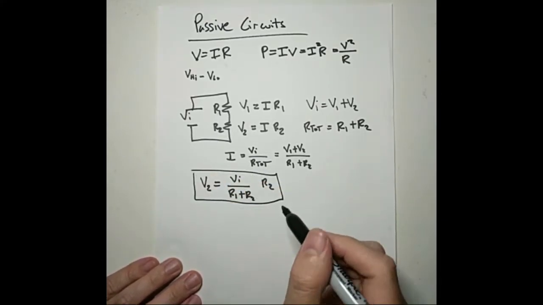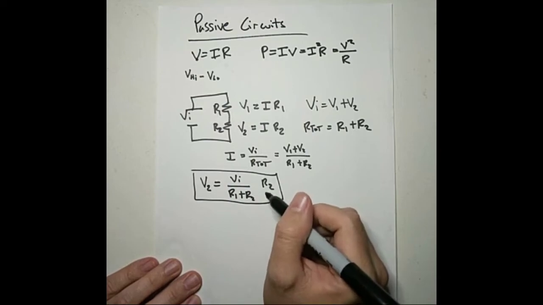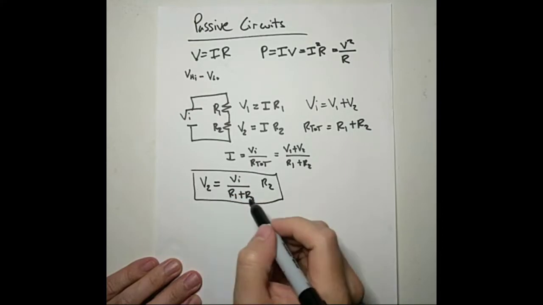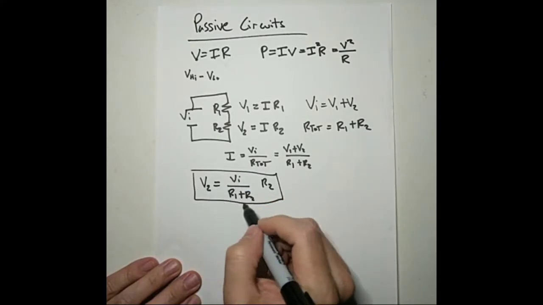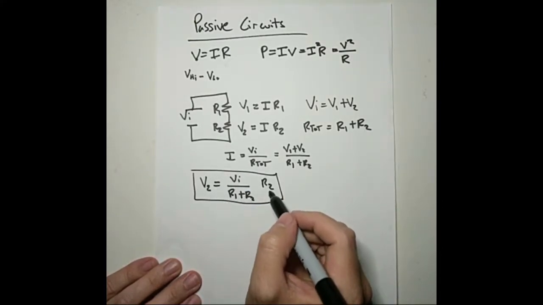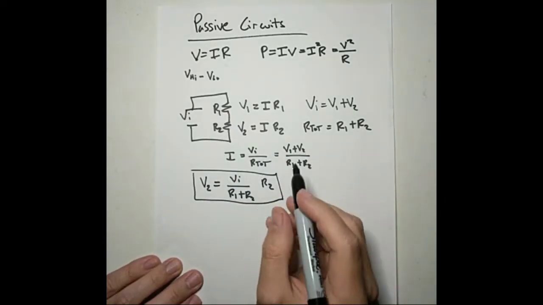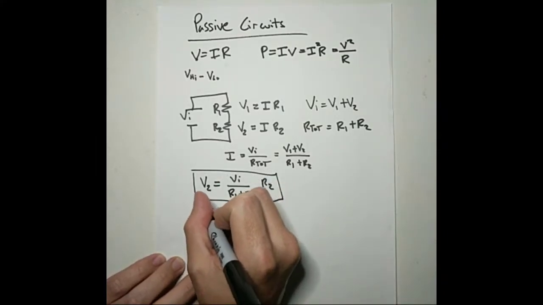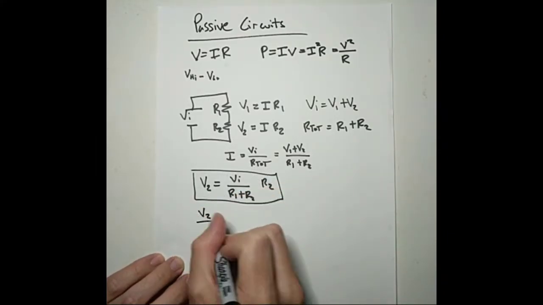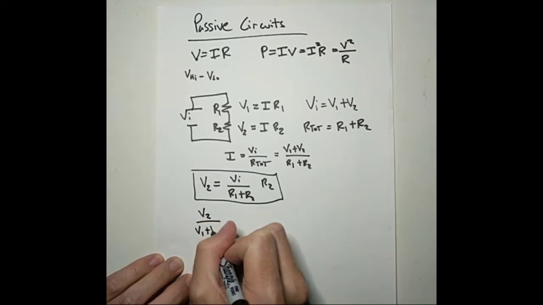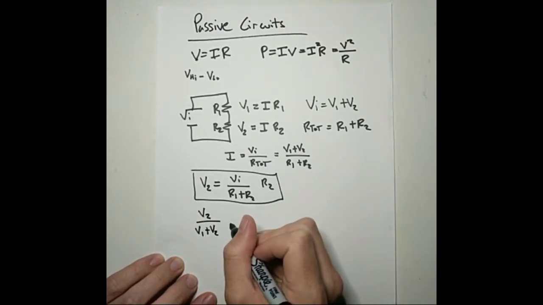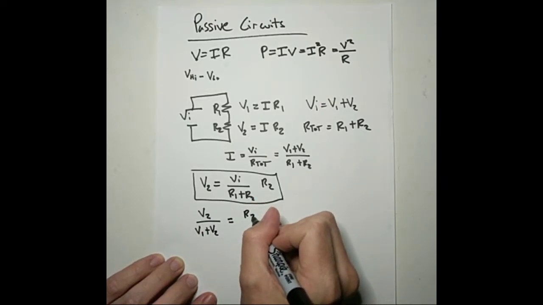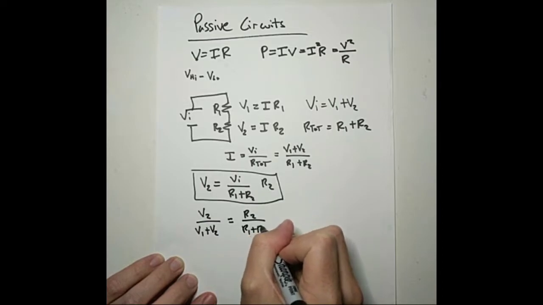So we can do some things where we can rewrite this now, and we can also write an equation where we get R2 equals something. So if we know what our voltages are, we know what our other resistance is, we can find what the resistance of this element is. So let me show you that. So we can say V2 over V1 plus V2 is equal to R2 over R1 plus R2.